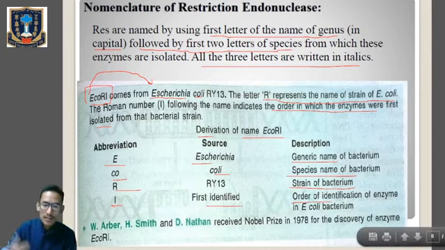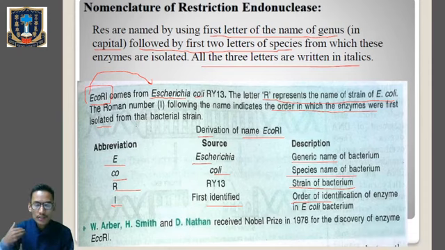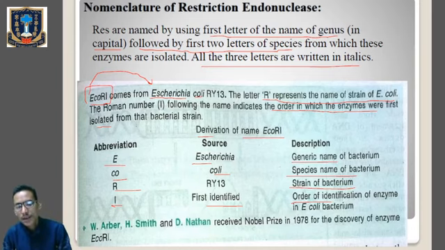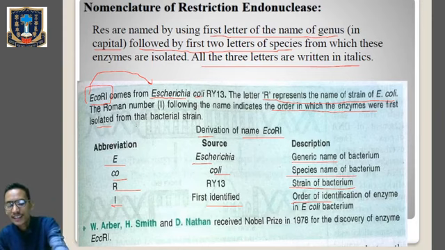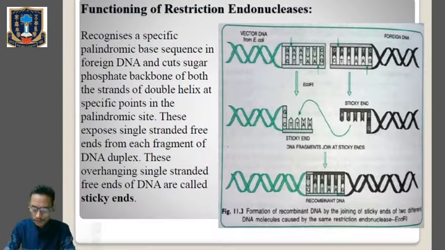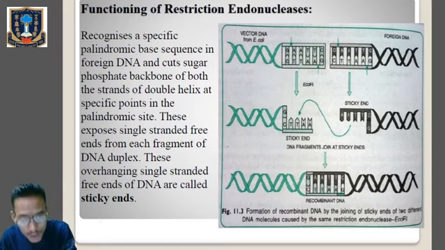Okay, and for the naming and study of this enzyme EcoR1, W. Arthur, H. Smith and D. Nathan received the Nobel Prize in 1978 for the discovery of the enzyme EcoR1. And EcoR1 is a restriction endonuclease enzyme which recognizes the palindromic sequence GAATTC.